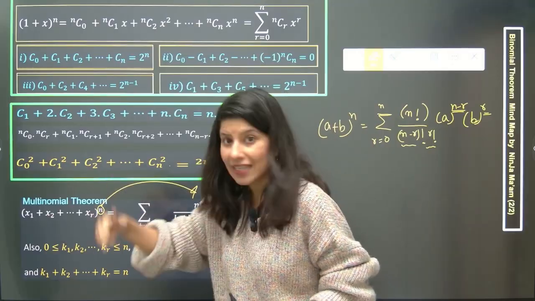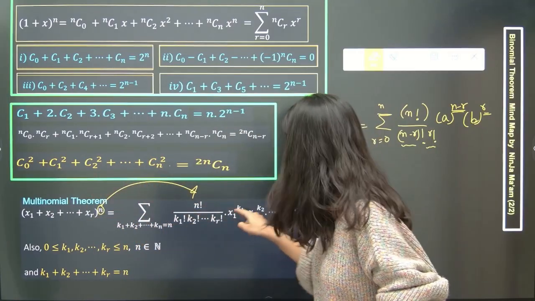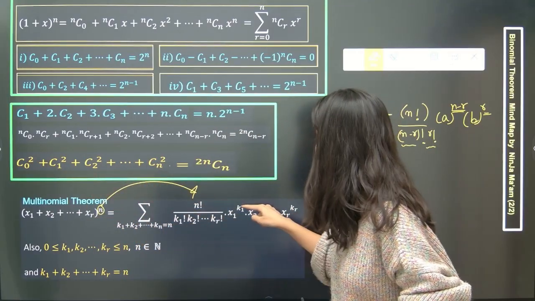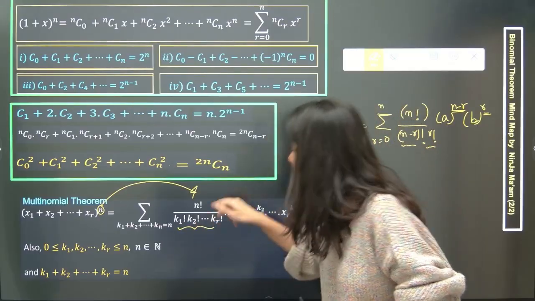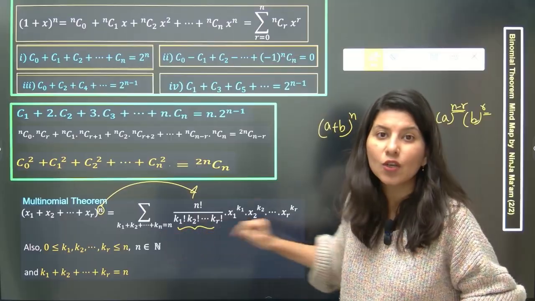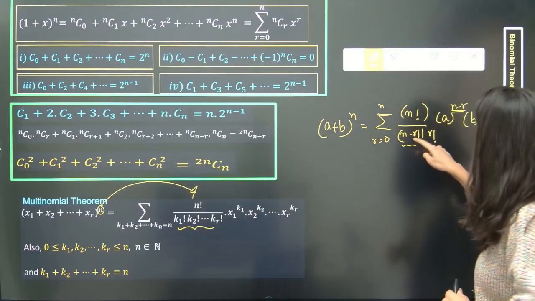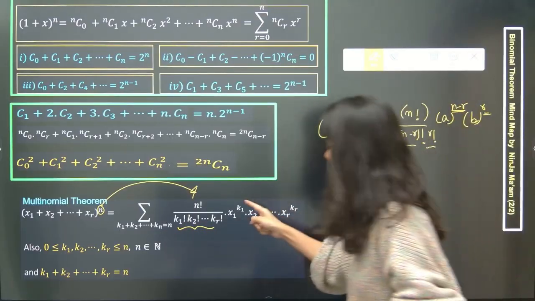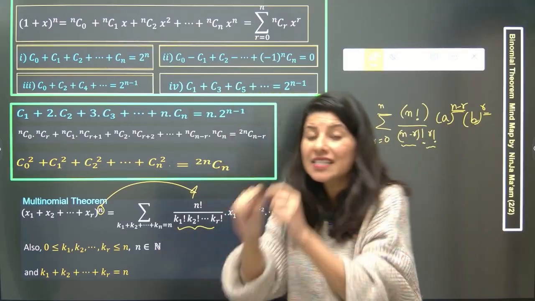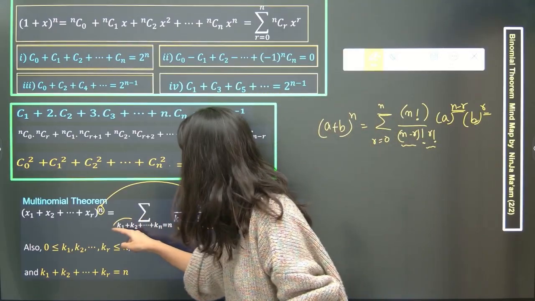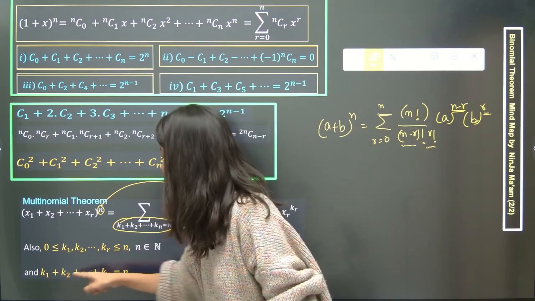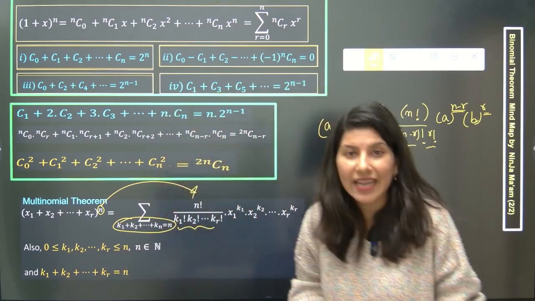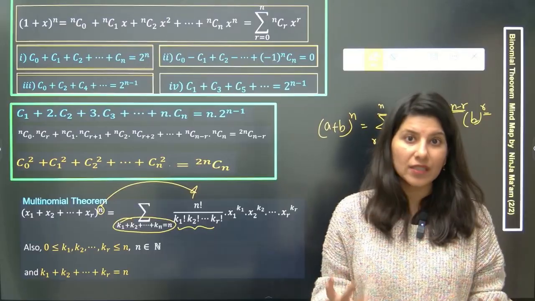So we'll write x1, x2, x3 all the way up to xr. There will be different powers, k1, k2, k3, and factorials will be written down in the denominator. Just like this. Every power will be in the denominator and the sum of all the powers is equal to n. Right? k1 plus k2 and all the way up to kr is n. So this is how your multinomial theorem is.